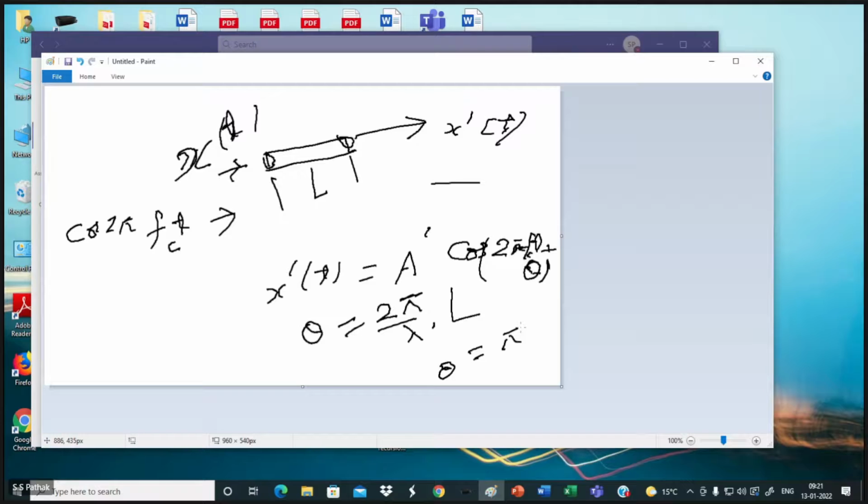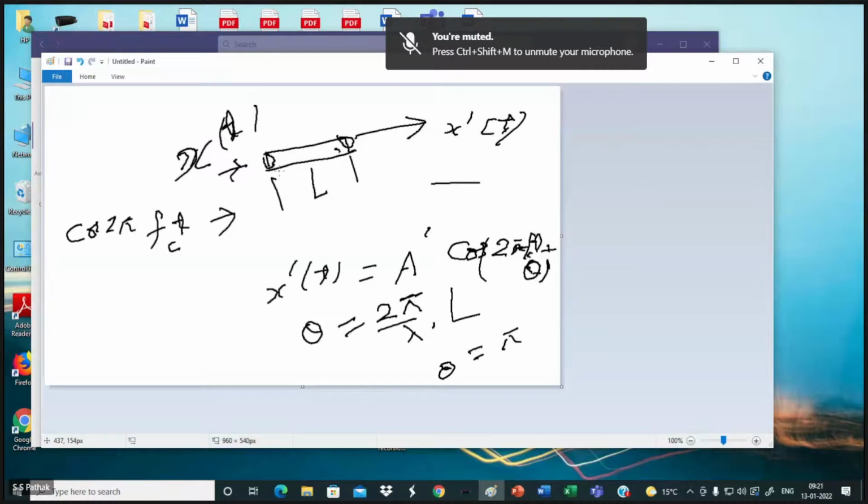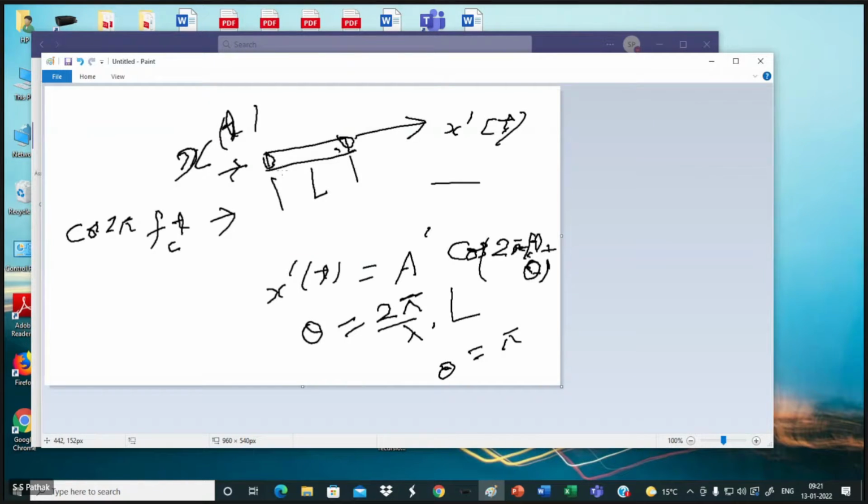This cos 2 pi fc t that we are feeding here, by the time it comes to this point, its phase has changed by pi. So it will not go outside, it will return back. It will become a negative magnitude now. So it comes up to this point and returns back. At the output, you are not getting any signal. This time delay is called the transit time.